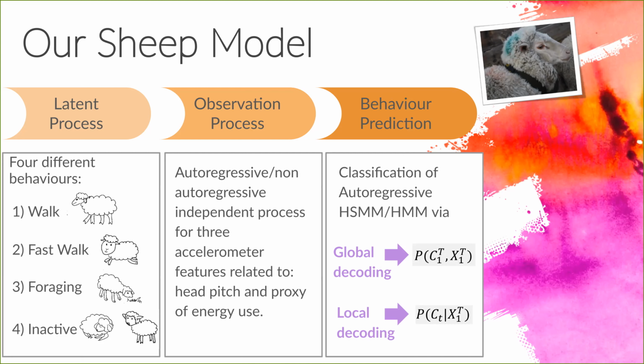And finally, to predict the behaviors, we use 2 different algorithms. The first one is based on global decoding, and it predicts the probability of the state and the observation. And the second one is based on local decoding, and it predicts the probability of the state given the observation.